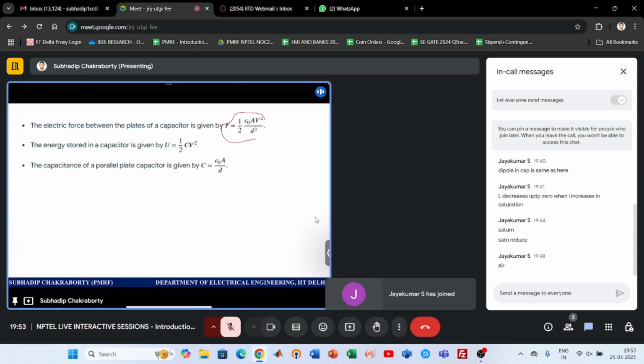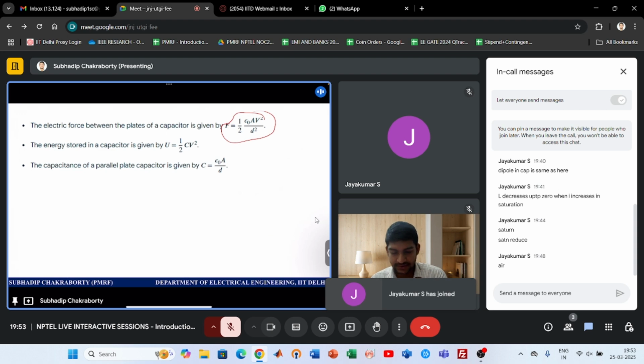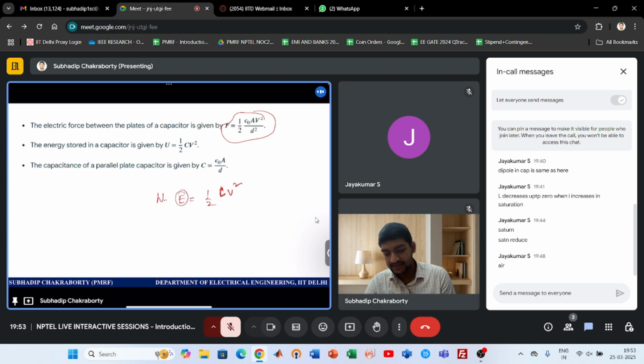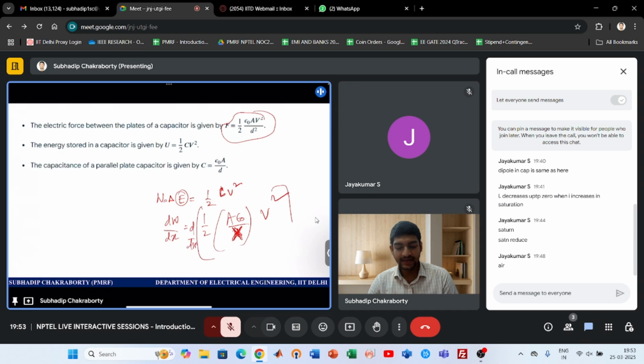Similarly, you get the same for the electric field. So you know for a capacitor, half CV square is the energy stored. I told you, just derive it, dW by dx. Now how can you write it? A epsilon naught by d, or x, into V square. You derive it and you will get that.